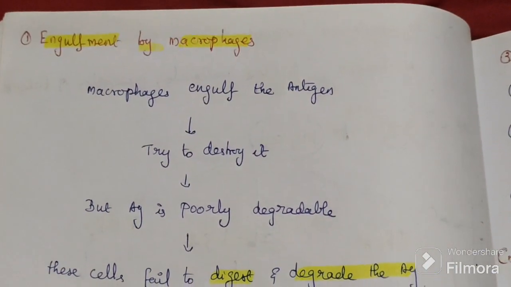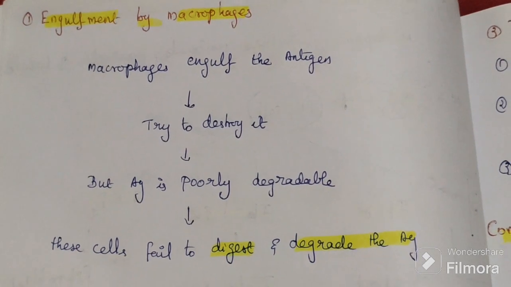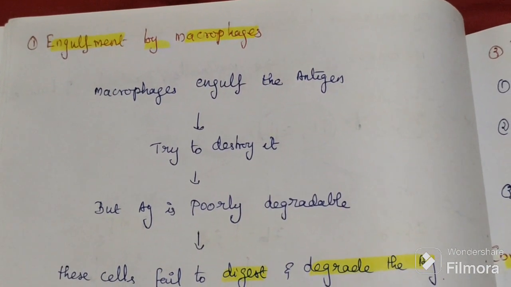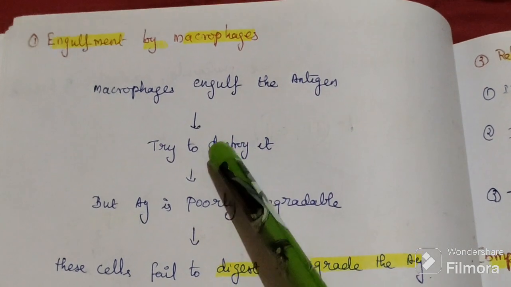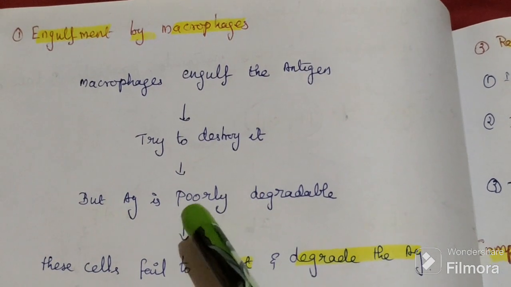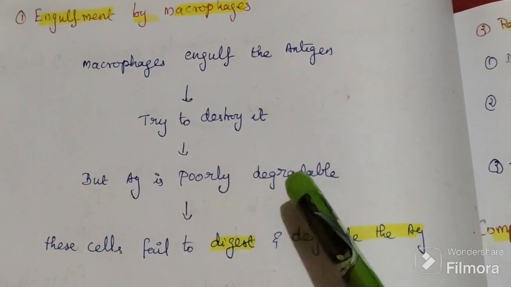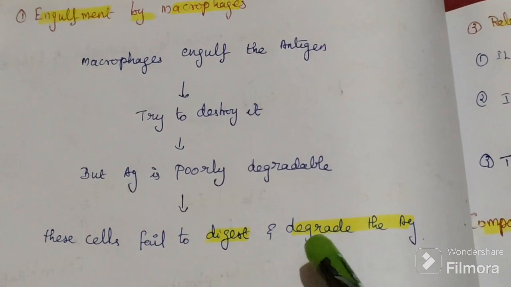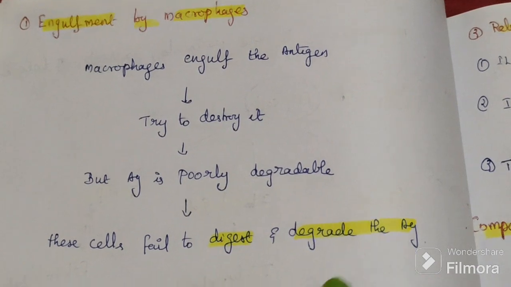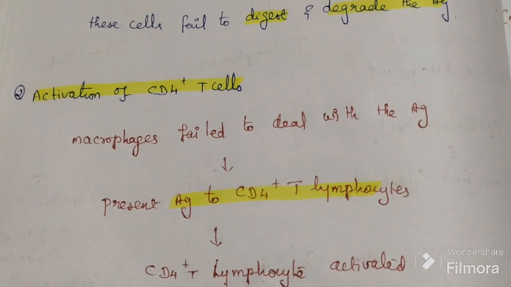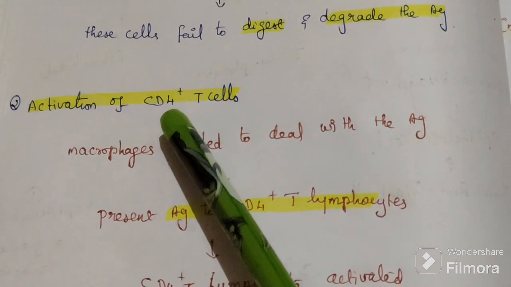We know acute inflammation has 11 events, 6 vascular and 5 cellular. Here there are only 3 steps. The first is engulfment by macrophages. The macrophages engulf the antigen and try to destroy it but can't, because it is poorly degradable. So the antigen presenting cell fails to digest and degrade the antigen. This is the first step. The second is activation of CD4 T cells. That means it needs the help of T helper cells.